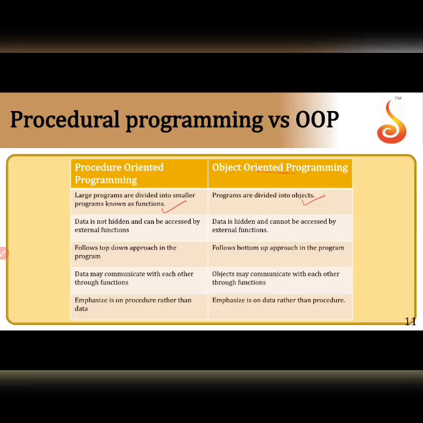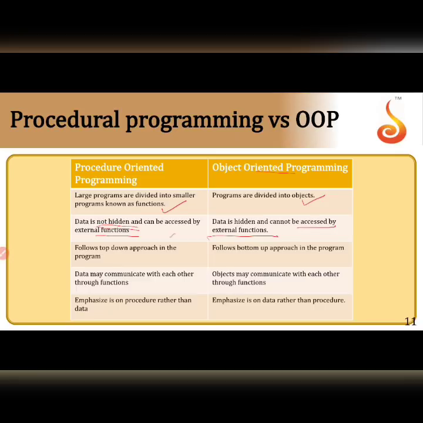Here the data is not hidden. That we discussed, why we cannot hide data, and which can be accessed by any function, and it can be altered also. That is, it uses global data. Most of the programs use global data, wherein the data can move freely between the functions, whereas here the data is hidden and cannot be accessed. That is encapsulation. Data and methods are hidden inside a class. So data is hidden and cannot be accessed by external functions.